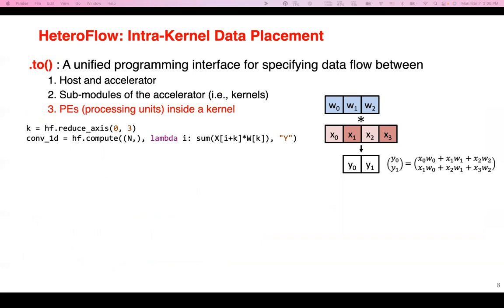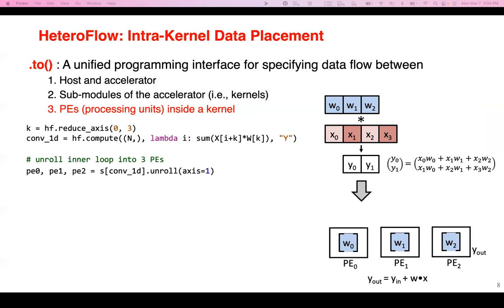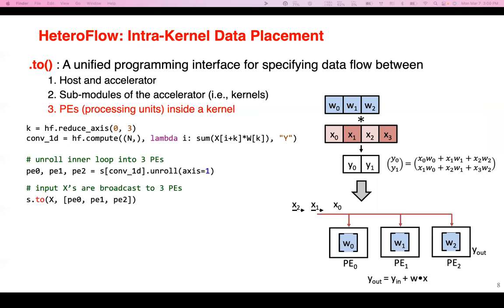For the 1D convolutional kernel inside the image blur pipeline, we can choose to map it to a systolic array architecture, which provides higher performance with more PEs and data reuse. To achieve this goal, we first unroll the reduction loop in the 1D convolutional kernel algorithm declaration into an array of PEs. And then we use the .to() primitive to broadcast the input data to all the PEs. We further cascade multiple .to() together to propagate the intermediate results across the PEs.